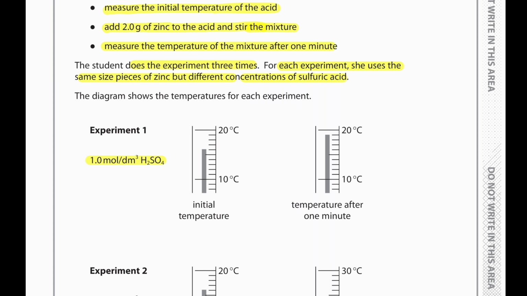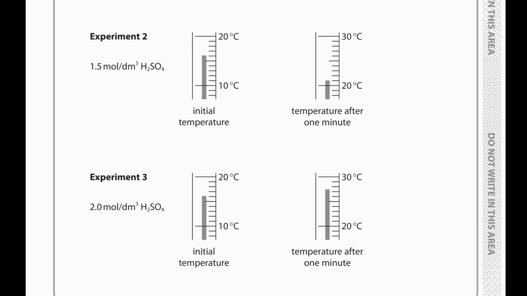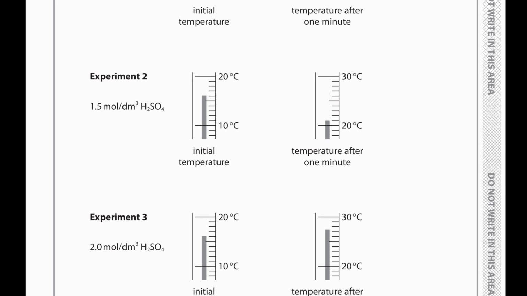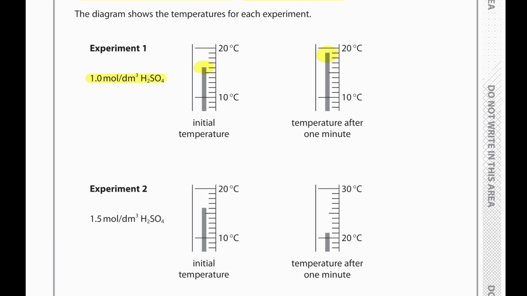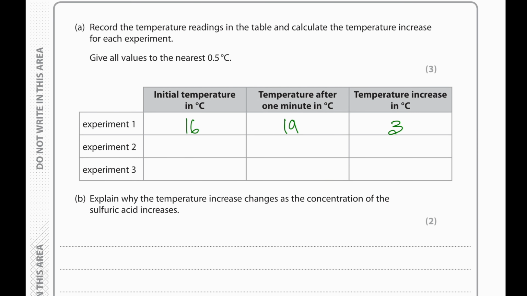So in the first experiment, 1 mole per dm cube, initial temperature, and we can see the final temperature, and the 1.5 and 2 mole per dm cube, they are here. Now we have to record this particular value. So experiment 1, initial temperature, we can see this is 16 degrees Celsius, and final temperature is 19 degrees Celsius.